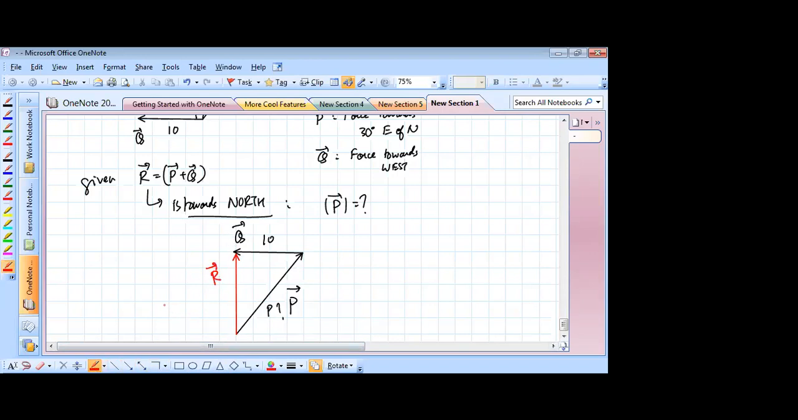This should be towards north. And we already know that the vector P is in this direction. It is 30 degrees north of east. Okay. This information is given to us. And the vector Q is towards west. We already know that.